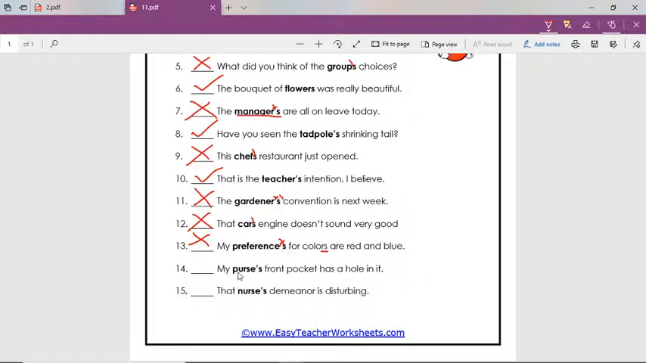Question 14. My purse's front pocket has a hole in it. And this is correct because the noun comes after the bold word. So the purse's front pocket, the front pocket that belongs to the purse. Finally, question 15. That nurse's demeanour is disturbing. And this is correct because the demeanour belongs to the singular nurse.